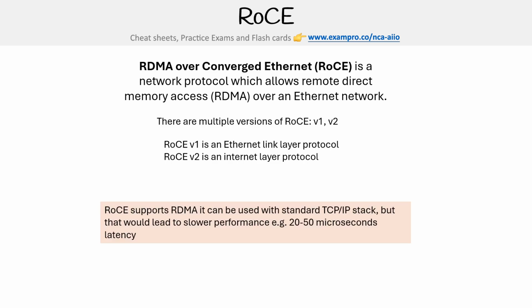So with RoCE, again, I don't know how to pronounce it, RoCE supports RDMA, it has to support it, it's right in the name, right? But it can be used with the standard TCP/IP stack, but that would lead to slow performance of 20 to 50 microseconds. The reason I'm showing you this is because I want you to know about this latency, that if you were to use it with the standard TCP/IP stack, this is what you would incur, okay? But there you go.